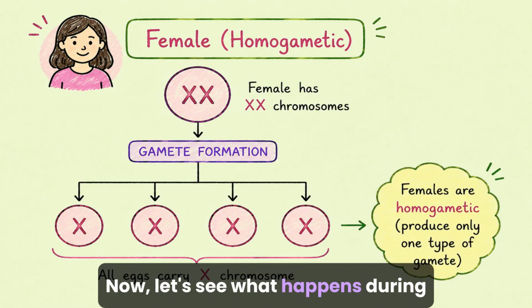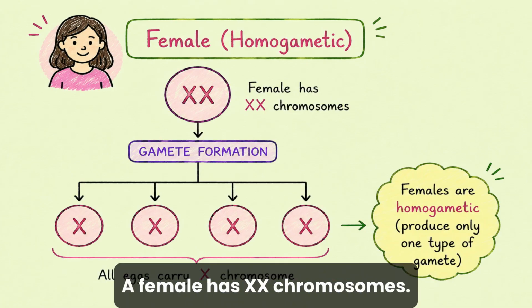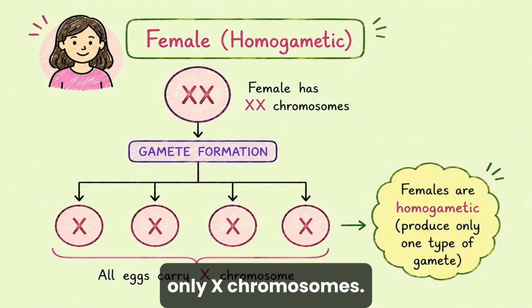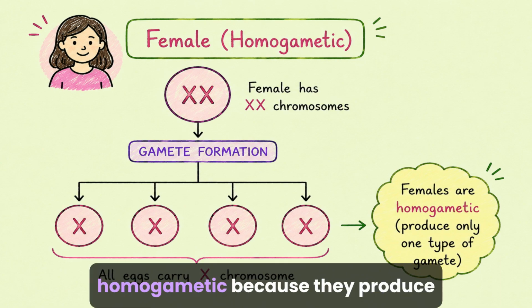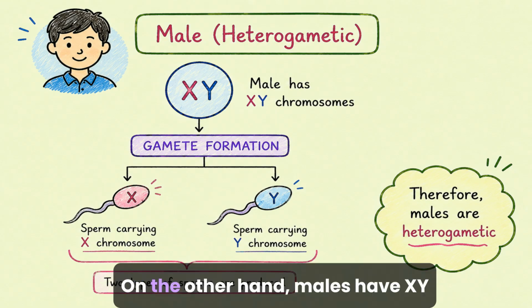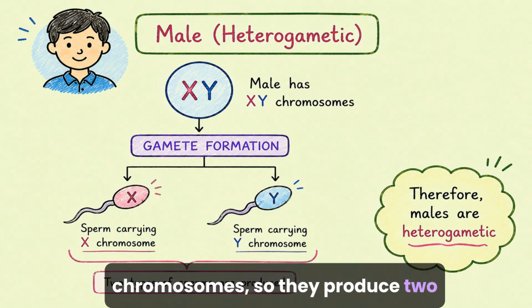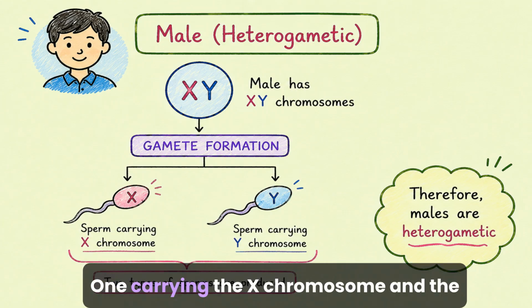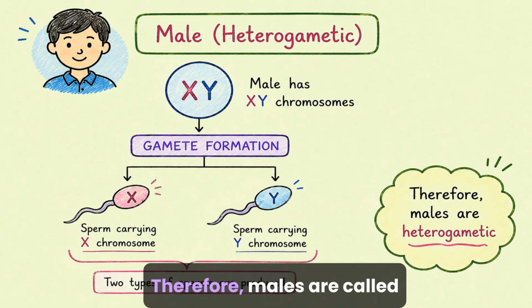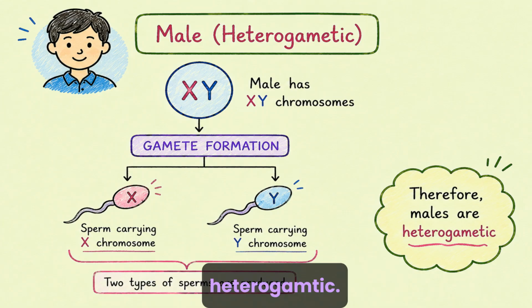Now, let's see what happens during gamete formation. A female has XX chromosomes, so all the eggs produced by her carry only X chromosomes. Therefore, females are called homogametic because they produce only one type of gamete. On the other hand, males have XY chromosomes, so they produce two types of sperms, one carrying the X chromosome and the other carrying the Y chromosome. Therefore, males are called heterogametic.